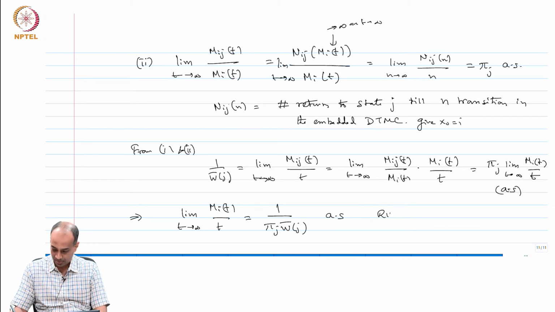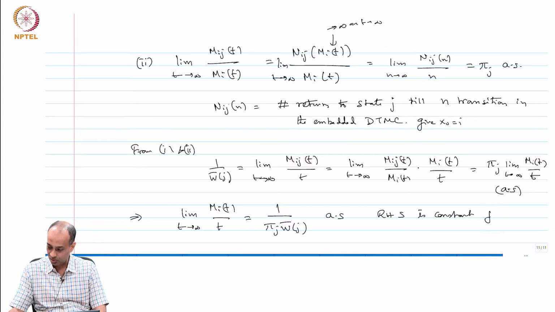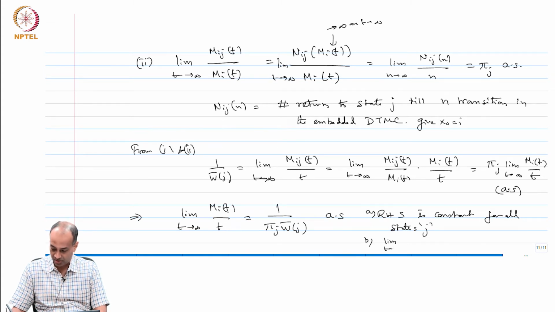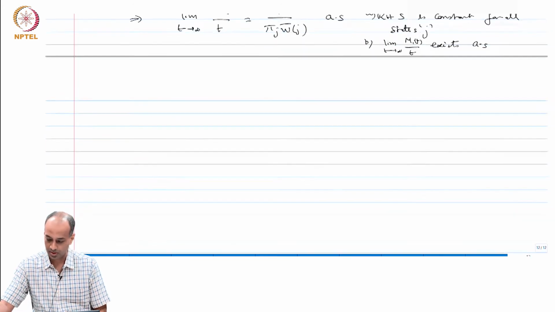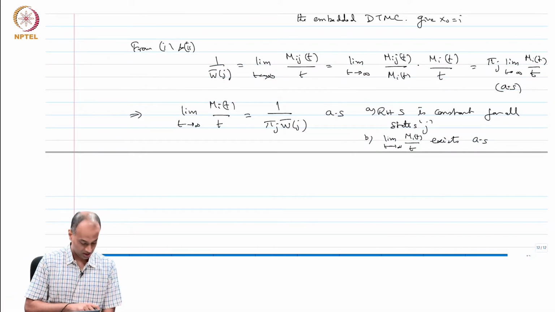So, the right-hand side is constant for all states j. That is the first conclusion. The second conclusion is that the limit as t tends to infinity of mi of t over t exists almost surely. So, these two conclusions follow. This is a nice conclusion.